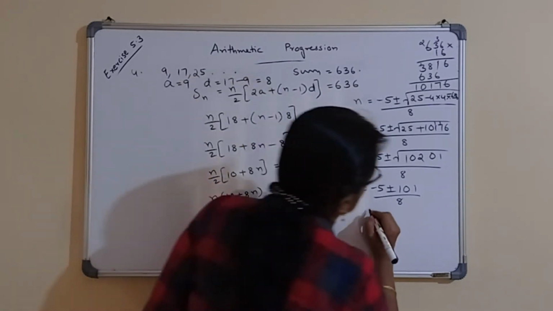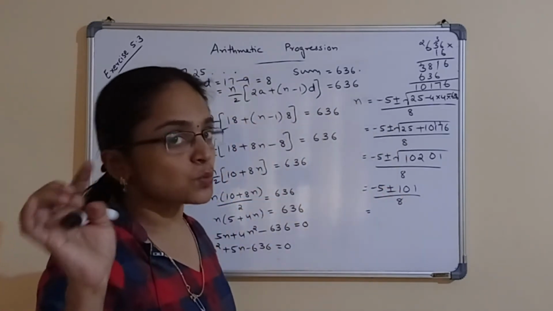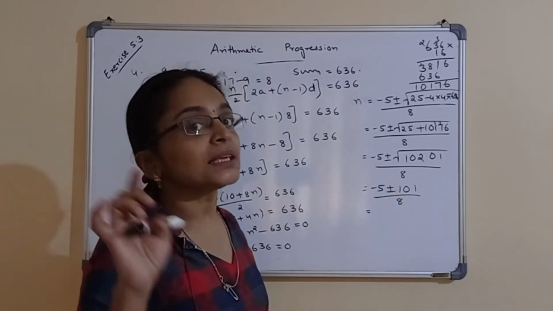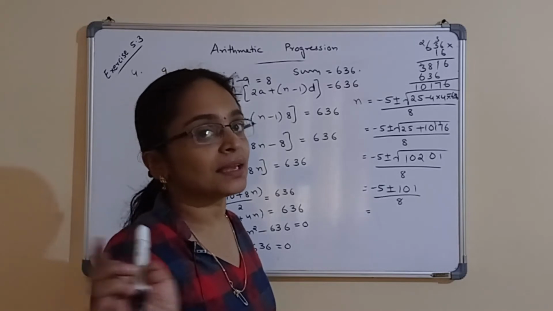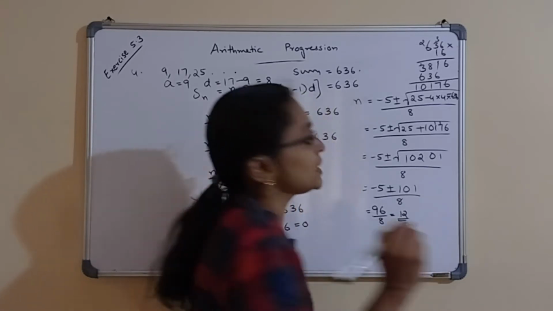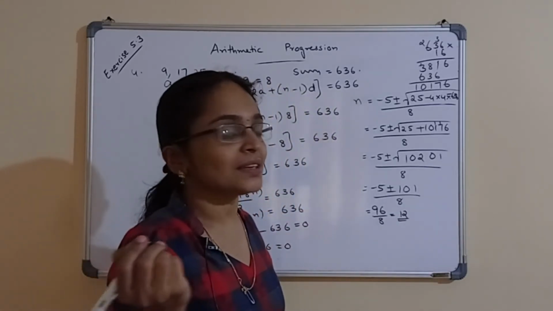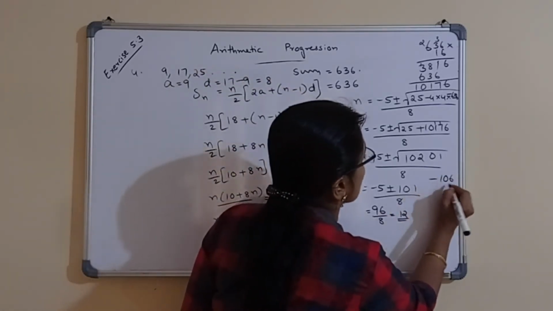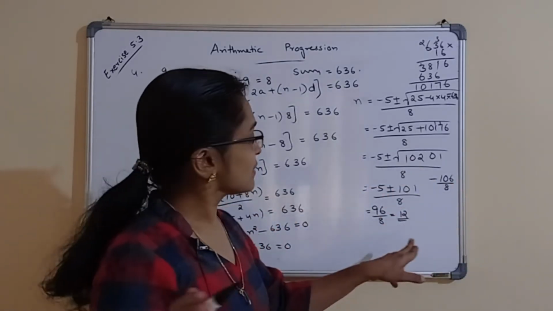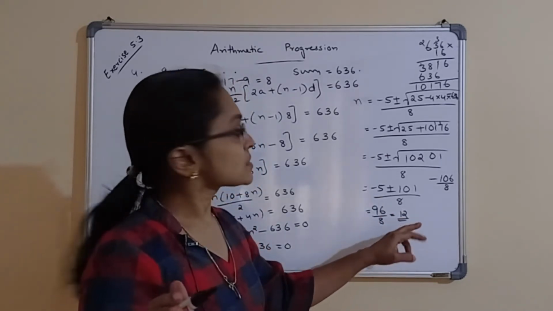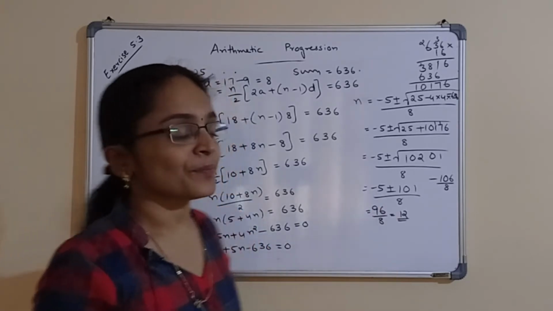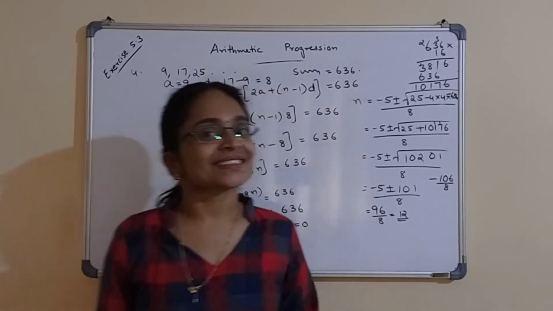So, this is equal to minus 5 plus 101 by 8, and minus 5 minus 101 by 8. Minus 5 plus 101 by 8 is 96 by 8, which is equal to 12. And minus 5 minus 101 by 8 is minus 106 by 8, which is not possible because n cannot be negative. n can only be positive. So here n is equal to 12. We got n as 12. Okay. You can pause the video and write this.